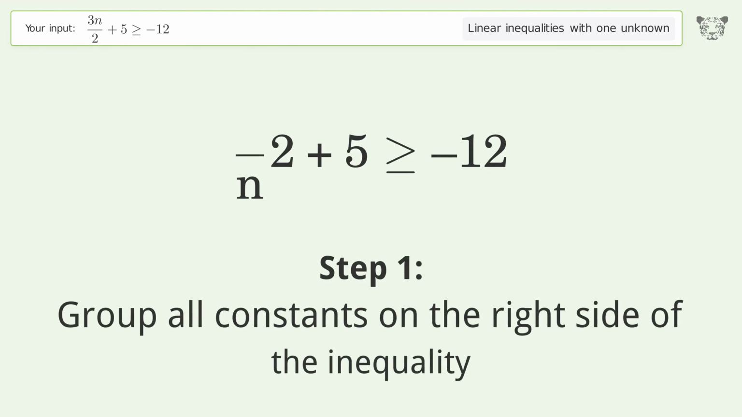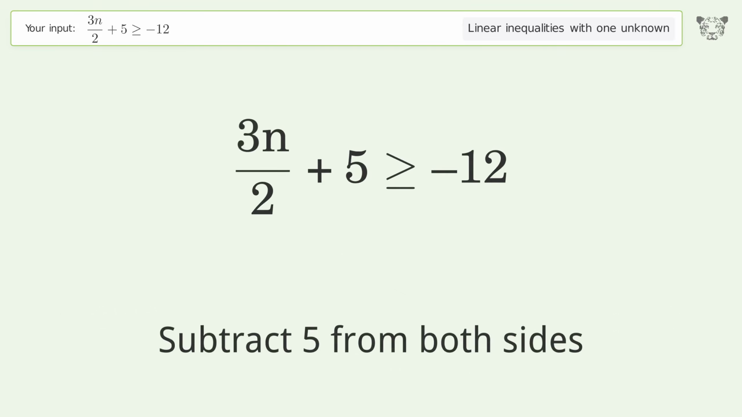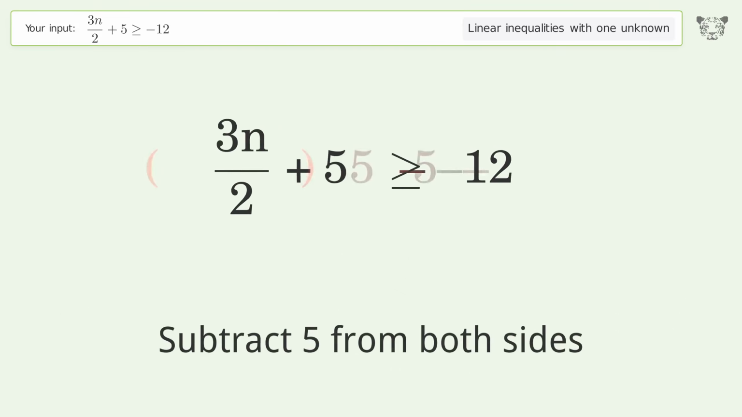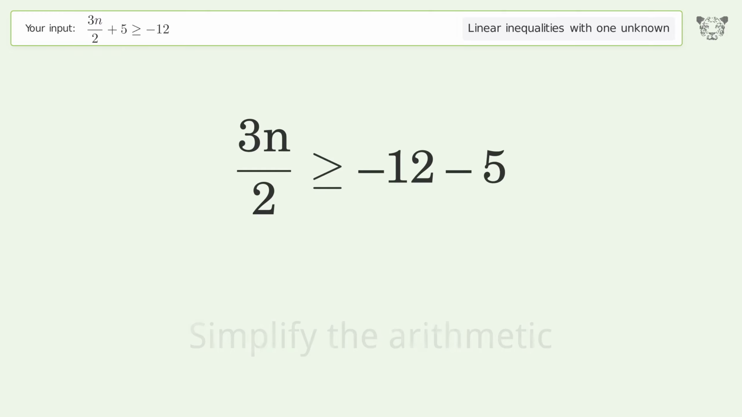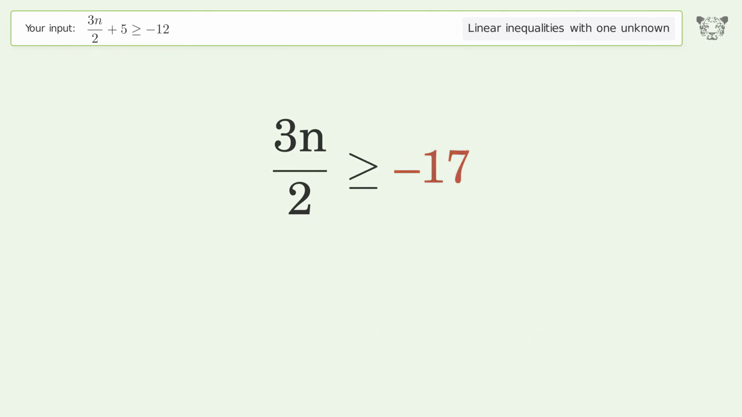Group all constants on the right side of the inequality. Subtract 5 from both sides. Simplify the arithmetic. Isolate the n. Multiply both sides by the inverse fraction 2/3.